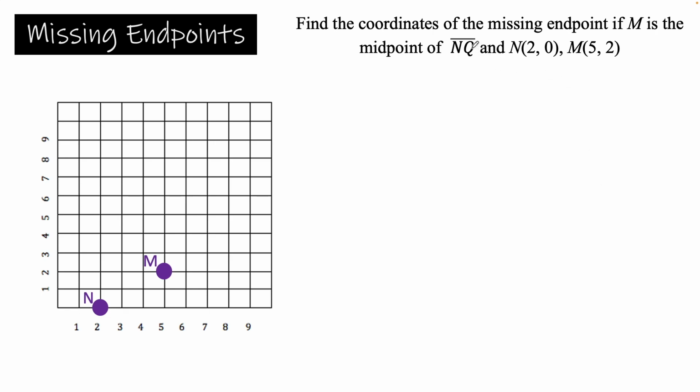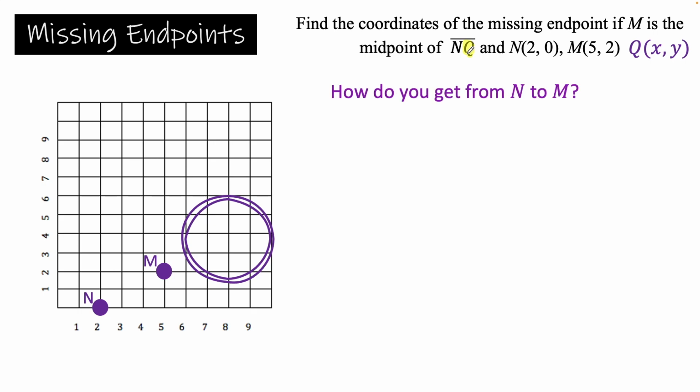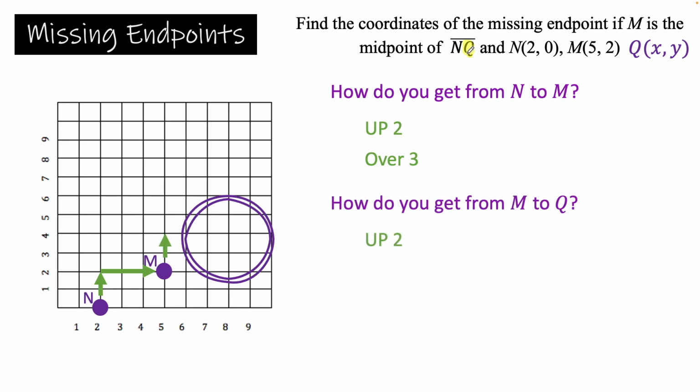And notice Q is the end of a line, right? Q is the end of a line and M is the midpoint, which means Q has to be somewhere in this area, floating around in there, right? Okay, so how do we find Q? Let me ask you a question. If you start at N, how do you get from N to M? Well, you could just go up 2 and over 3, right? So that's the midpoint. If we do the same thing again, we'll find Q. We're going to go up 2, over 3, and bam, there's Q.